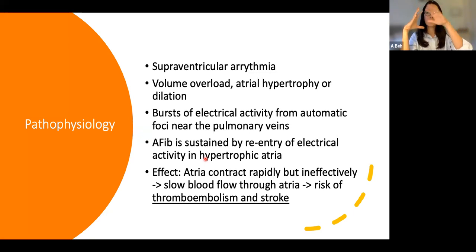And then we have a very slow blood flow through the atria. And if you know Virchow's triad, this triggers thromboembolisms. And one of the major complications of atrial fibrillation is actually a stroke, because a thrombus in the heart can travel into the brain and lead to a stroke in our patients. And it's very important to avoid this in our patients.